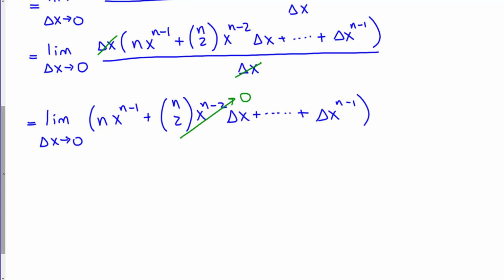All of these terms in between have a factor of delta x in them. They all go to 0, including this last term. So all of these terms go to 0, leaving us just with the limit as delta x goes to 0. Well, actually, I took the limit because I let all those delta x's go to 0. So it's really just the remaining factor, n times x to the n minus 1, which finishes off the proof.